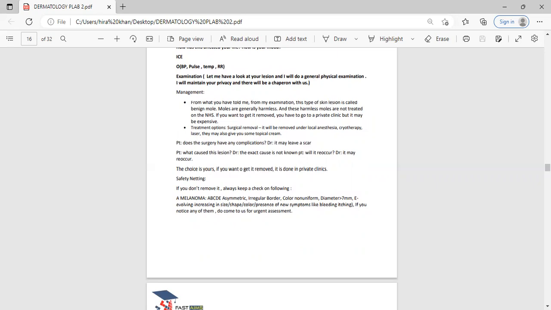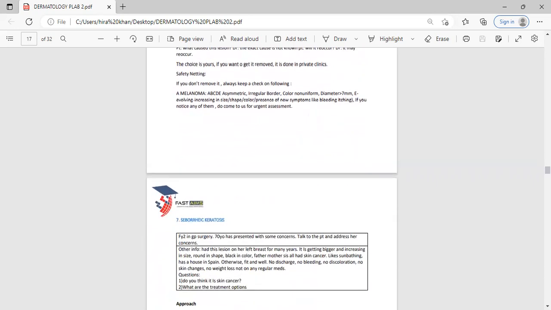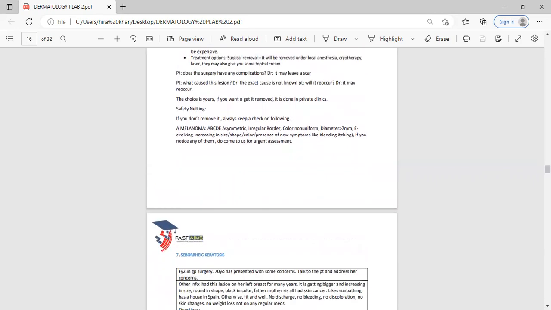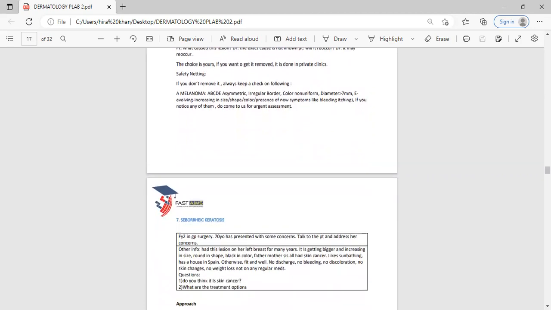This point is very important here to get good marks in the management part. Like, if you notice any irregularity in the border, any change in the color, any non-uniformity in the color, if it is increasing in diameter, and if there are any new symptoms like any bleeding, any itching, please do come to us for urgent assessment. That's it. And just offer the leaflets to the patient. That's it.